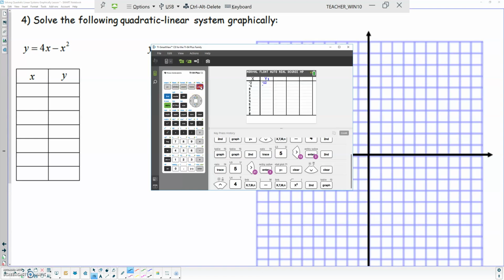Okay, hit second graph. So now I'm going to look for where my y values repeat. So it looks like they repeat right here. So my interval is going to be from -1 to 5. So I'm going to copy those values directly onto my paper.